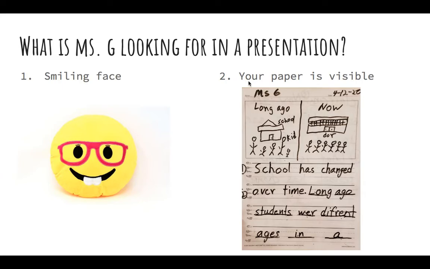The next thing is your paper is visible. So what does that mean? That means I can see your paper in the video, right? It shouldn't be turned around. It shouldn't be off to the side. I should be able to see it. So this is Miss G's paper.